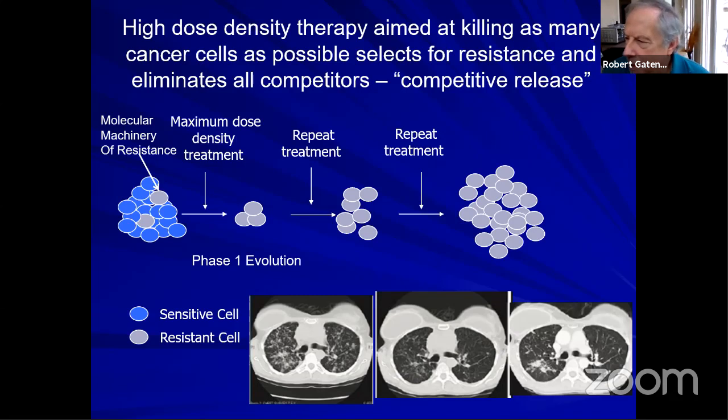There are 2 phases of this, and we'll focus primarily on phase 1, which is the interspecific evolution. In other words, here you have the resistant population and the sensitive populations competing with each other. And so as that goes on, we try to exploit that.